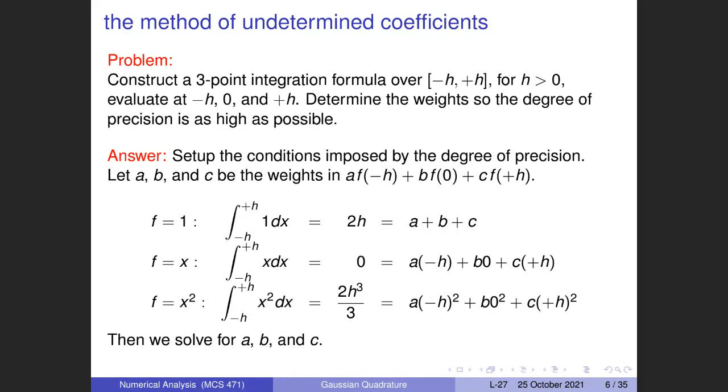So the sum of weights needs to equal the length of the interval. That's actually always something that needs to happen. Then we have a symmetry relationship. The second equation will actually respect the symmetry, so you can already see that A and C have to be the same. And then we have an extra condition. So we have 3 weights, and we will have 3 linear equations that we then solve.